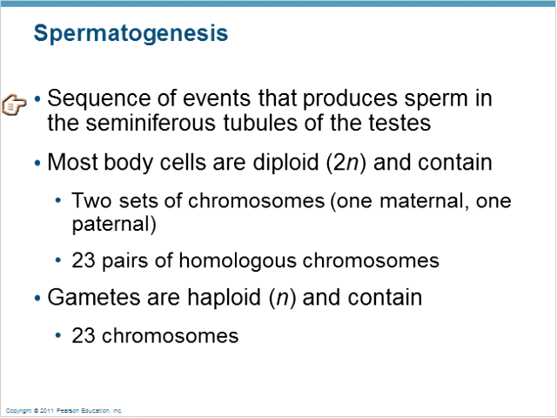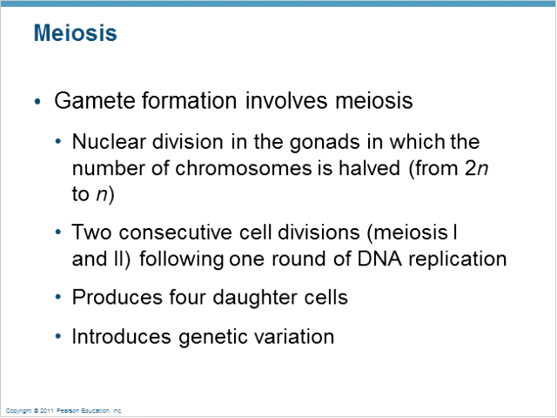Spermatogenesis is a sequence of events that produces sperm in the seminiferous tubules of the testes. Most body cells are diploid. That means they contain 2 sets of chromosomes, one maternal and one paternal, and they have 23 pairs of homologous chromosomes. Gametes are haploid, if you will, and they only contain 23 chromosomes. So instead of 46, they contain only 23.